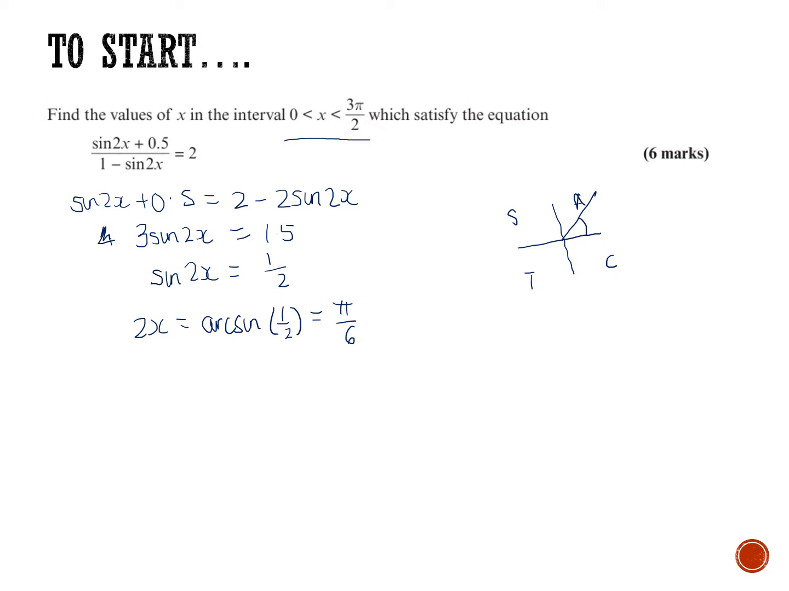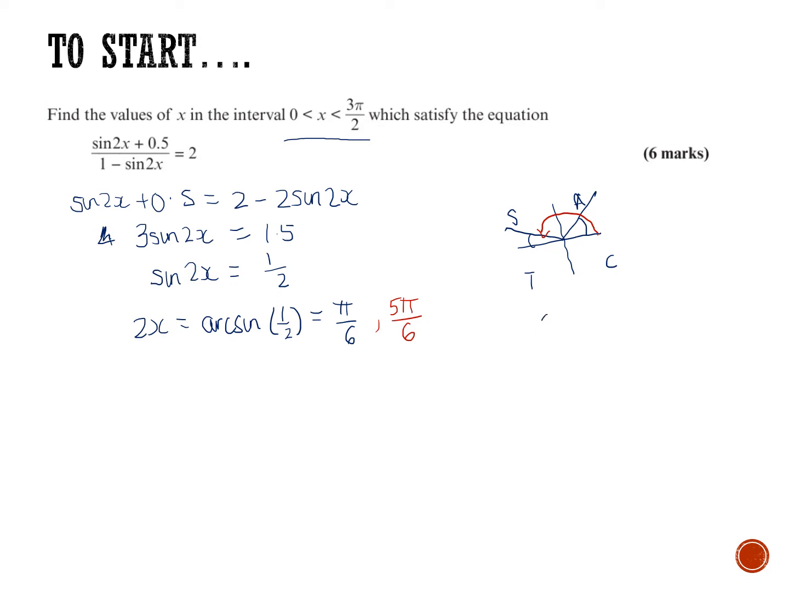It's sine and it's positive because it's equal to half. So I'm also going to be in this quadrant. Okay, so this second angle that I'm looking at is all the way around to there. So that's going to be pi minus pi by 6, which is going to give me 5 pi by 6. Okay, now let's have a look at my range of values. My interval for x is between 0 and 3 pi by 2.